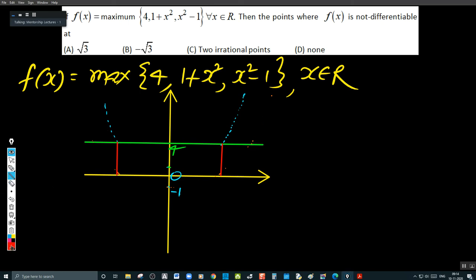So our required graph is this. Our required graph goes like this. This one. Like this. This is our required graph. Now, I hope you understand what I did there. Yes, sir.